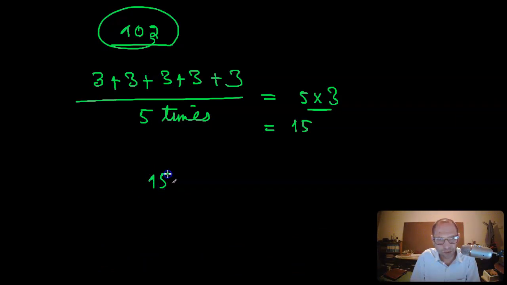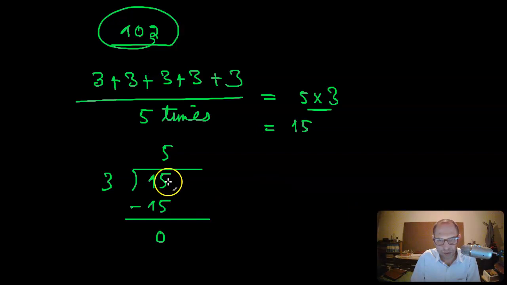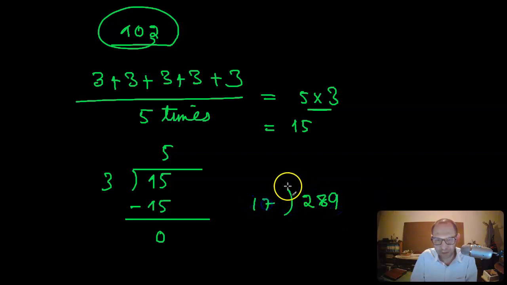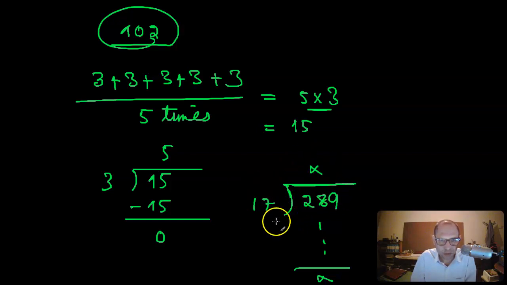when you say, for example, 15 divided by 3, meaning dividing 15 by 3, that would be 5, and 5 times 3 is equal to 15, subtract, and the remainder is 0. This essentially tells us what I'm asking: how many threes are there in a 15, right? Or if I say 289 divided by 17, for example, and I get some number over here and some remainder over here, what I'm asking is how many 17s are there in 289, right?